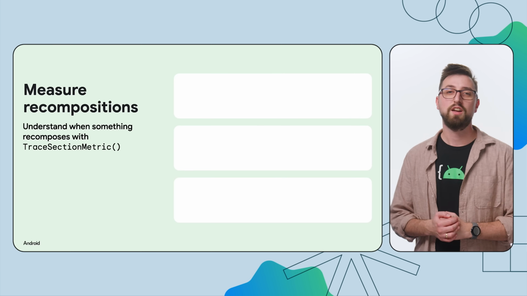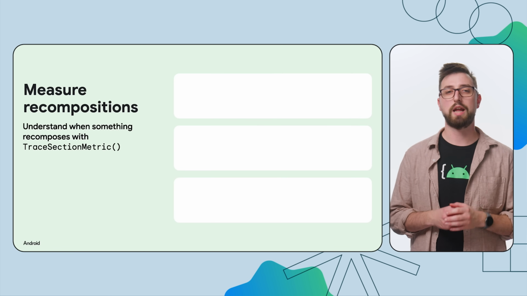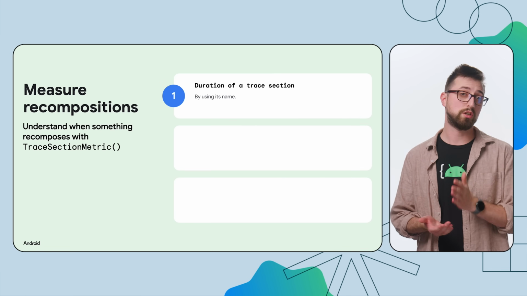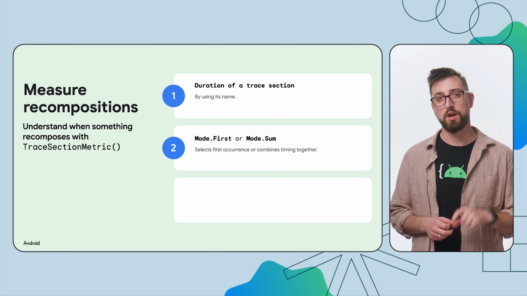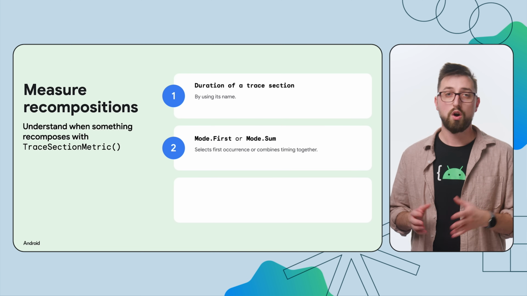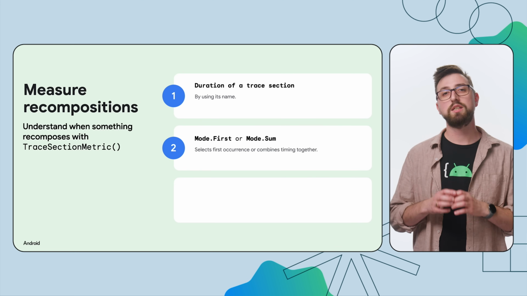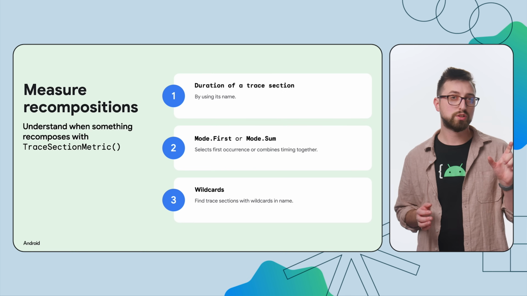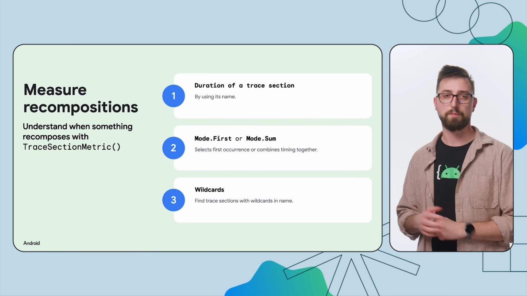Now, it's great to see the system tracing with so much information, but can we measure it? Yes! You can use the trace section metric for that. Trace section metric can measure any trace section using the section name. It has 2 modes. First, which measures the first occurrence of a trace section, or mode sum, that combines timing of all sections by the same name. And you can also use wildcards in the section name.